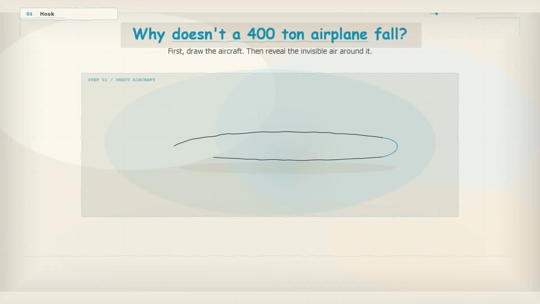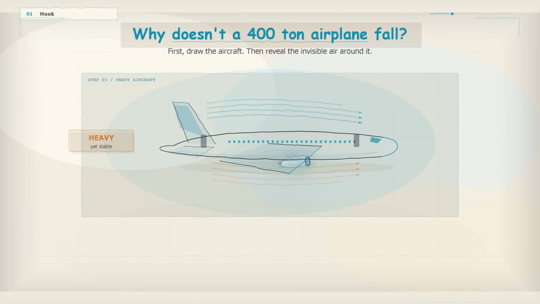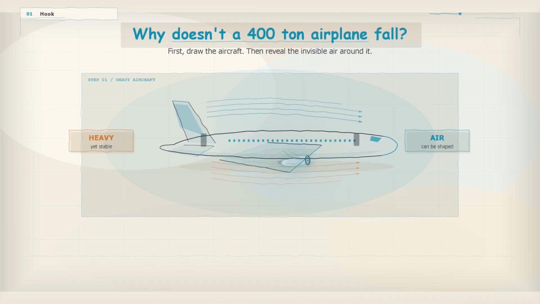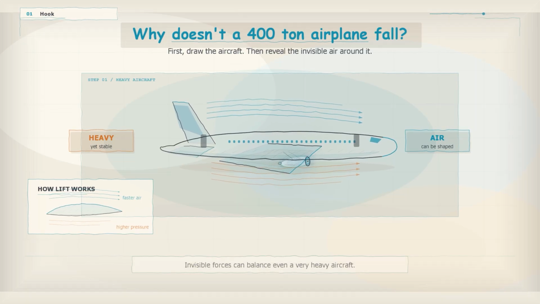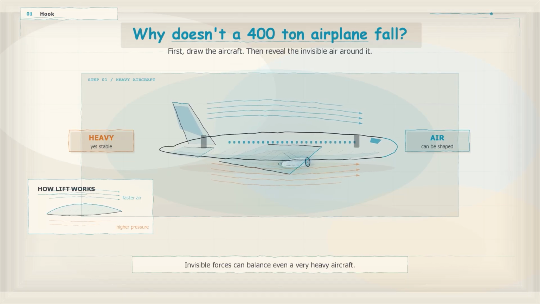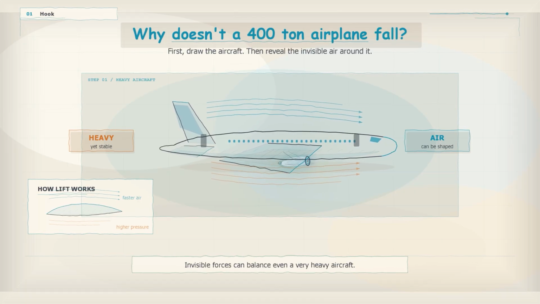Every day, giant machines cross the sky. It can look as if gravity forgot about them. A passenger airplane can weigh hundreds of tons. But it does not simply fall. The answer is a balance of invisible forces. In this video, we turn those forces into pictures.